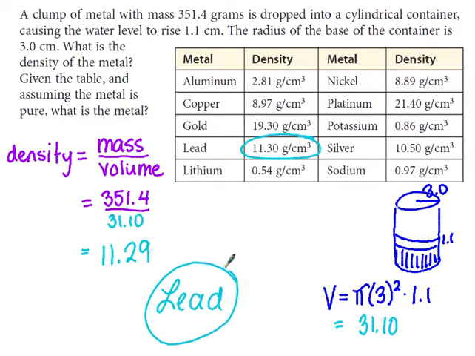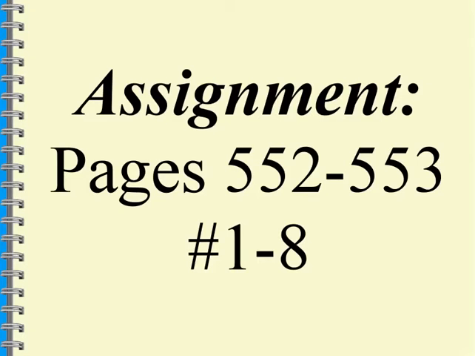Alrighty, go ahead and your assignment is found on this, and then we're going to get started on your assignment. So it's page 552 through 553, 1 through 8. Okay, let's go ahead and look at number 1. Number 1 says the following: when you put a rock in a container of water, it raises the water level 3 centimeters. If the container is a rectangular prism whose base measures 15 centimeters by 15 centimeters, what is the volume of the rock?